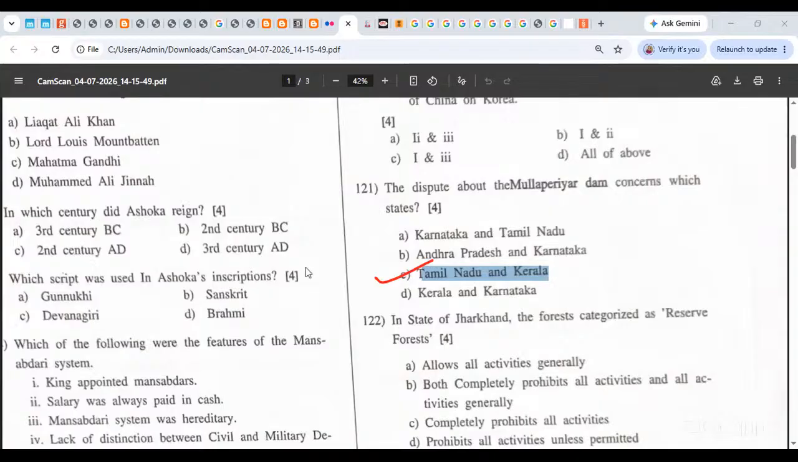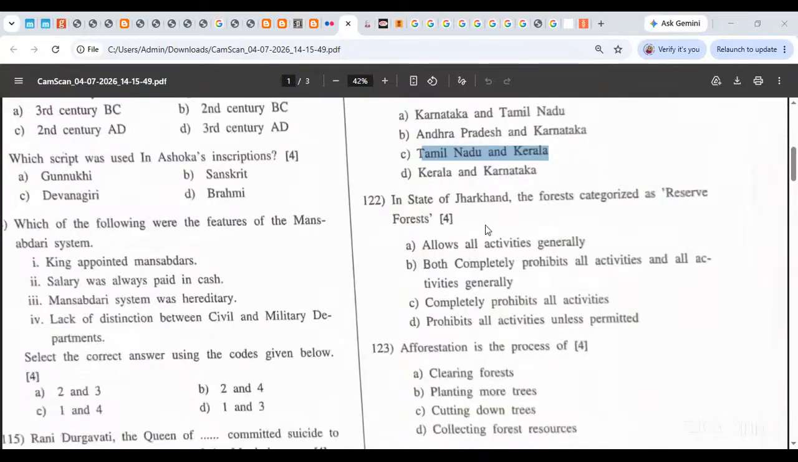Moving on to the next question. In the state of Jharkhand, the forests recognized as reserve forests: allow all activities generally, or completely prohibit all activities, or generally allow all activities, or completely prohibit all activities unless permitted.